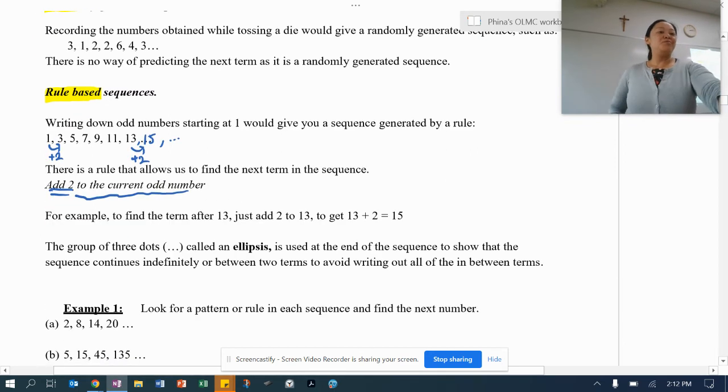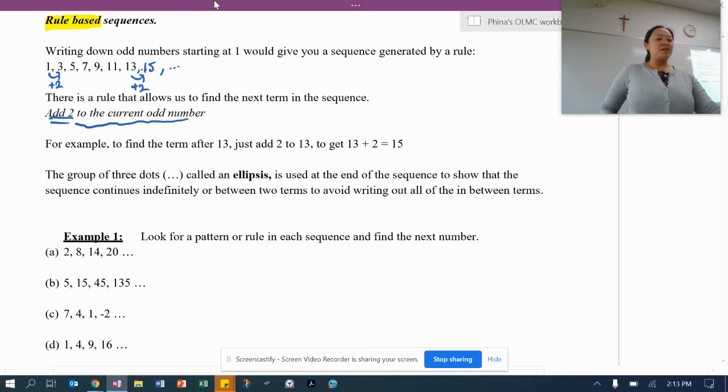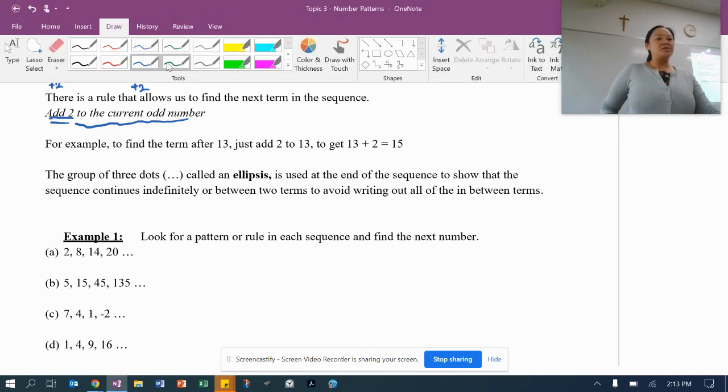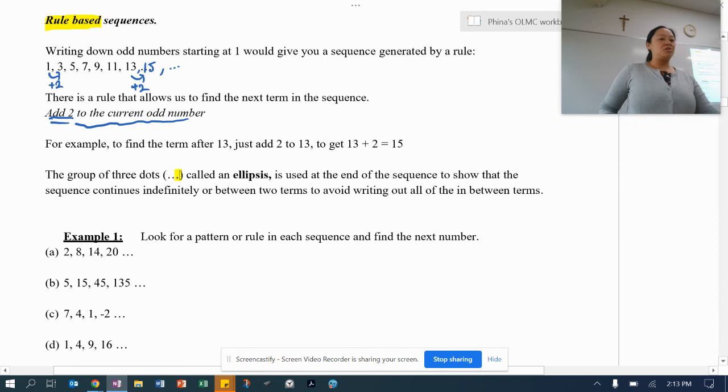Now, down the bottom, it says a group of 3 dots. At the end of a sequence, you put in 3 dots, and we call that an ellipsis. It's used to show that the sequence continues on indefinitely. Or sometimes you might write some terms at the start, have some stuff in the middle, and some terms at the end, just to show that it continues on.